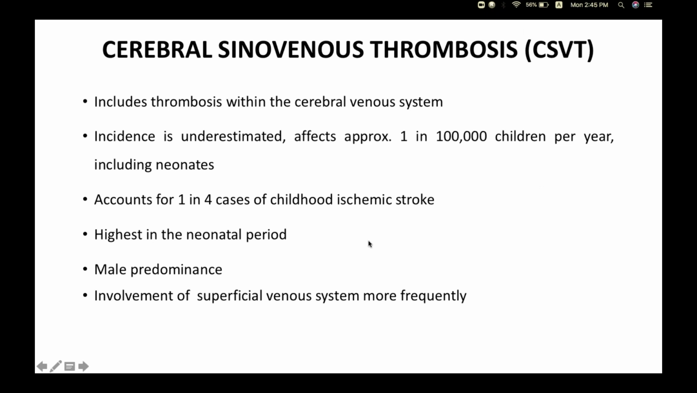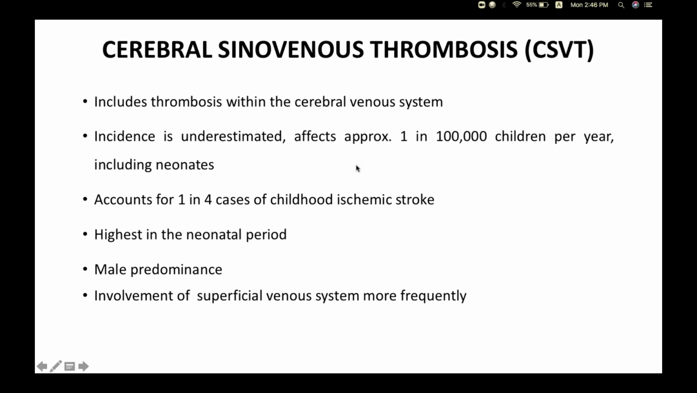Now cerebrovenous sinus thrombosis, I'll try to cover it early now. This is also a type of ischemic stroke. We have discussed the classification. It includes thrombosis within the cerebral venous system, and usually the incidence is underestimated. However, it is approximately 1 per 1 lakh children. So that was around 1.3 to 13 children per 1 lakh children per year, and it accounts for 25% of cases of ischemic strokes in children.